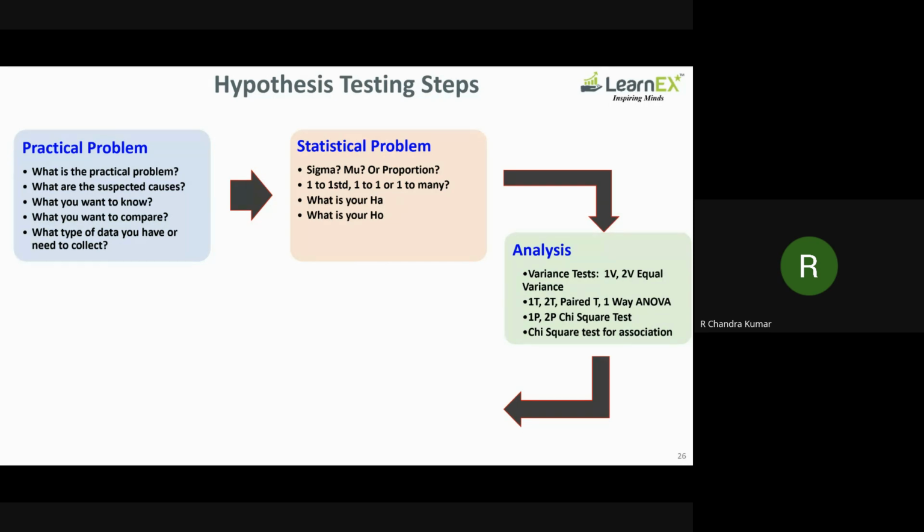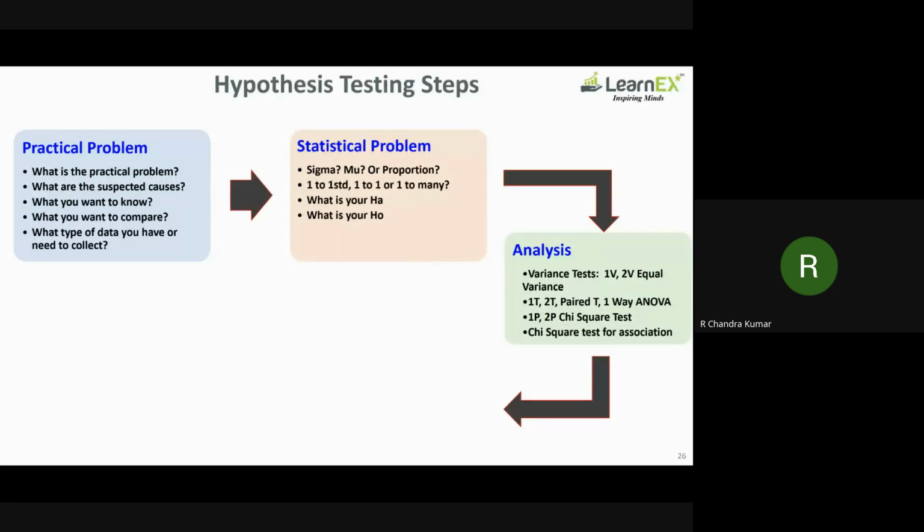For example, if I'm comparing variation, I will use variance test: 1 variance, 2 variance, equal variance. Or if I'm comparing average, I will use 1t, 2t, paired t, one-way ANOVA. Or if I'm comparing proportion or percentages, 1p, 2p, chi-square. Or sometimes chi-square test for association, chi-square goodness of fit test. There are different tests, so there are rules on which test to be used.